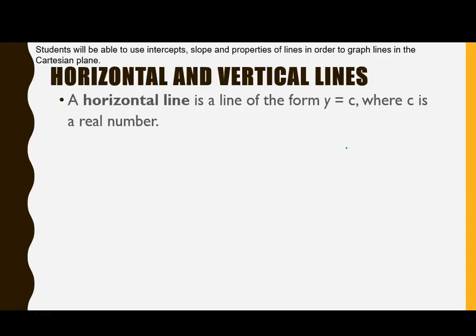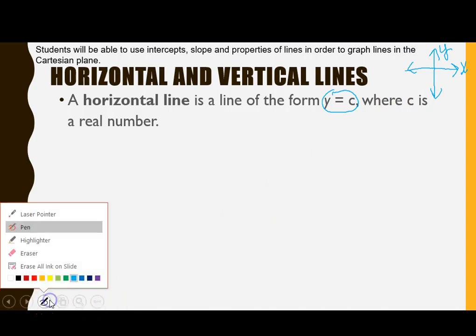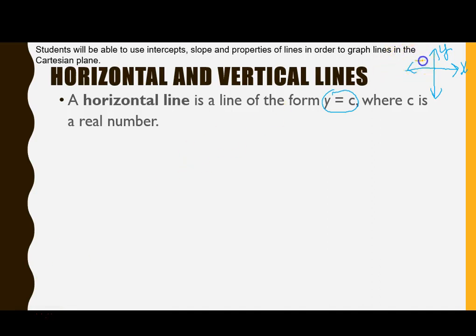A horizontal line is a line of the form y equals c, where c is a real number. Why is it y equals c? Well, remember our x and y axes? Our x-axis is the horizontal one, and our y-axis is the vertical one. But if I want to draw a horizontal line, I've got to draw it in such a way that it's going to intersect the y-axis. So it's going to be y equals some number.